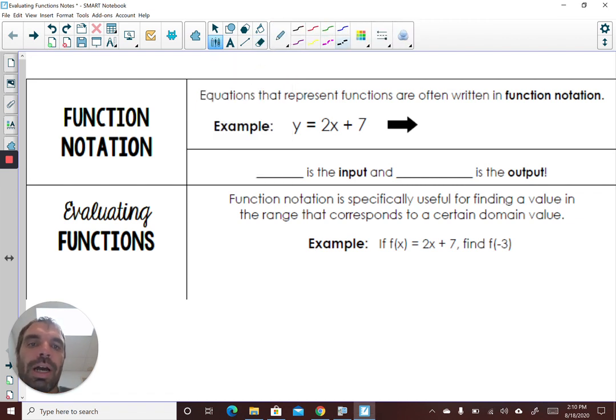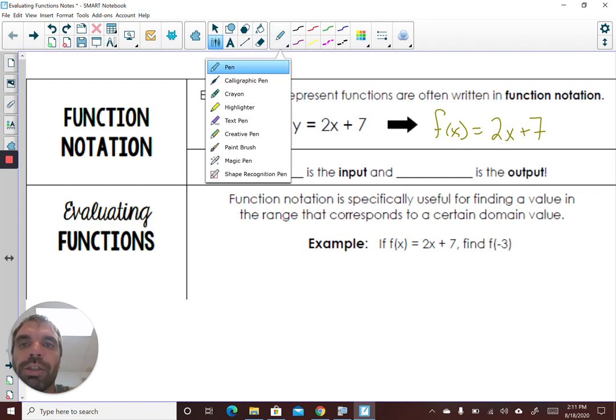And then you talked about function notation. Function notation was that f of x thing you learned. Function notation takes an equation like y equals 2x plus 7 and takes out the y and replaces it with f of x. So you get f of x equals 2x plus 7, and f of x being the function part of this.